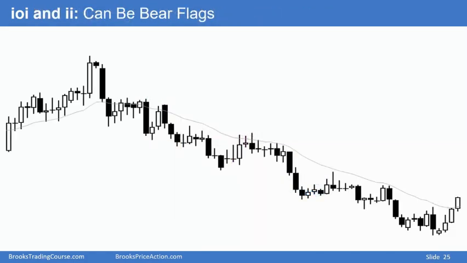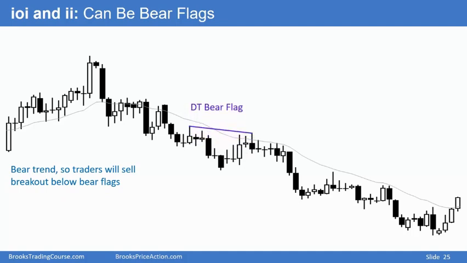The opposite is true in a bear trend. Here we're getting lower lows, lower highs, staying mostly below the moving average. Traders are looking for sell setups. They want to sell below bear flags. Double top, bear flag, low 2, low 1, low 2, micro double top here. Doesn't matter what you call it. We're going down in a channel, lower lows, lower highs, and we're stalling at the moving average.